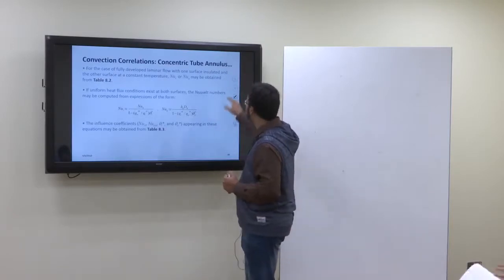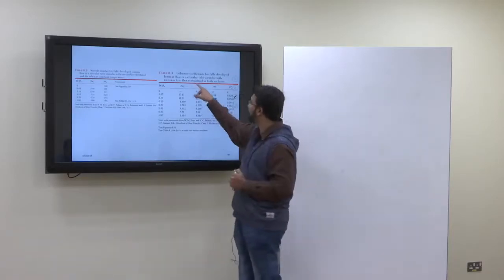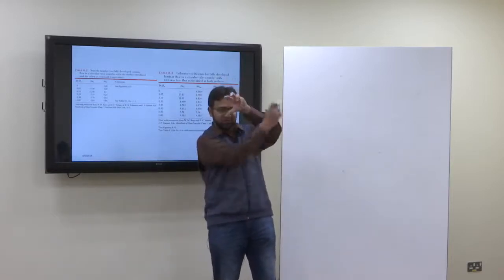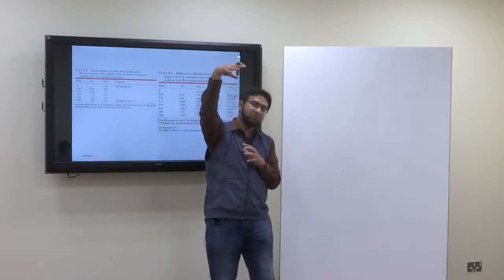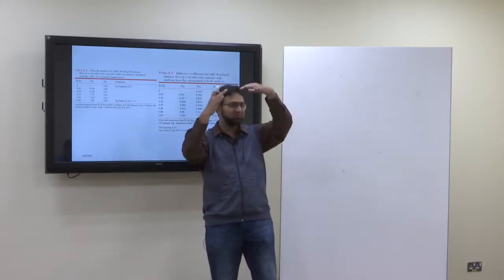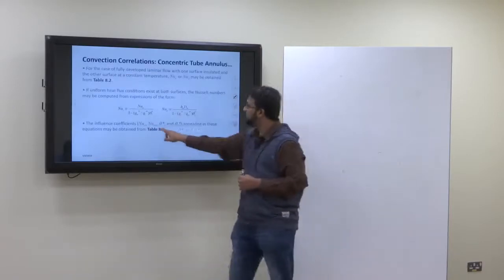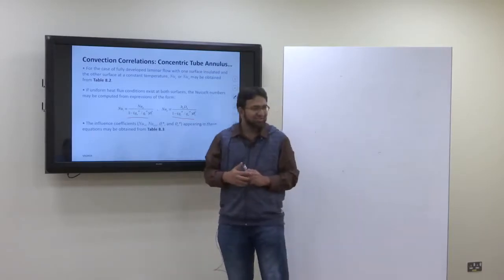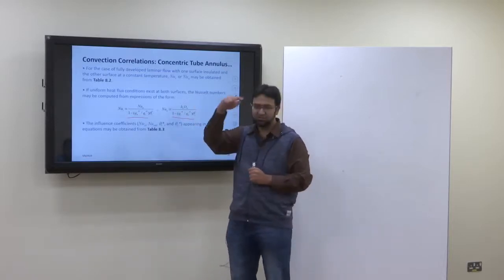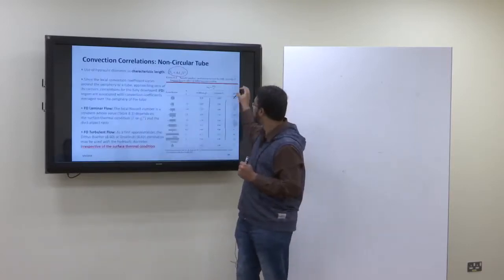Anyways, we have two different cases. In one case, we have uniform heat flux maintained at both the surfaces, an inner surface and an outer surface. There is uniform heat flux coming from the inner pipe and from outside. If this is the case, then you have to use this table and these formulas. Study it yourself; you will need it when solving the homework problem. Nothing new in it. Just check the diameter ratios, take the value from the table and plug it in here. That's it.